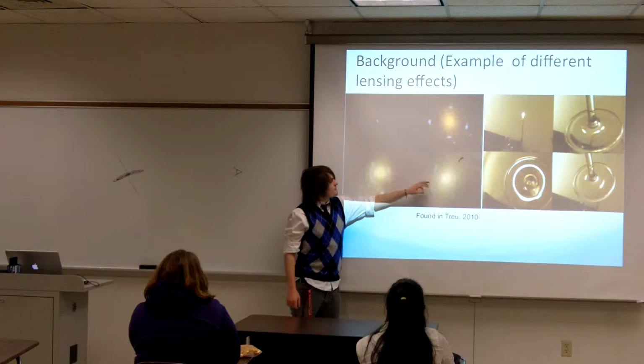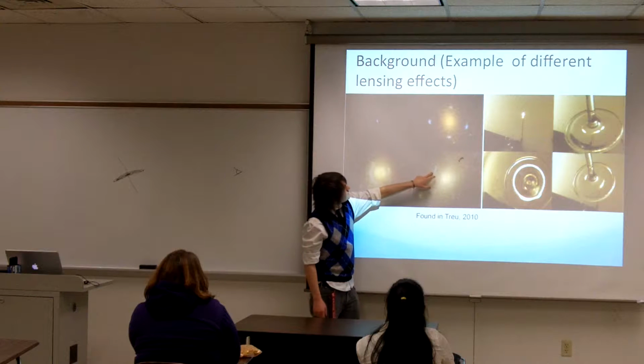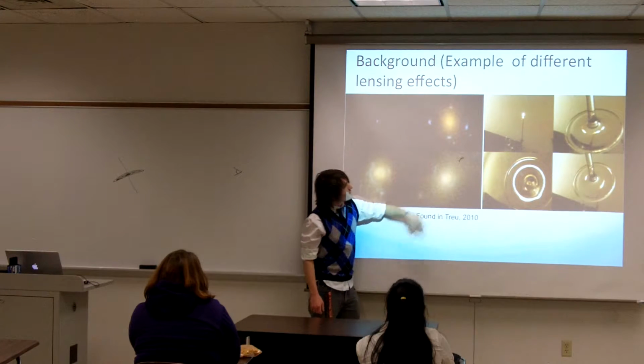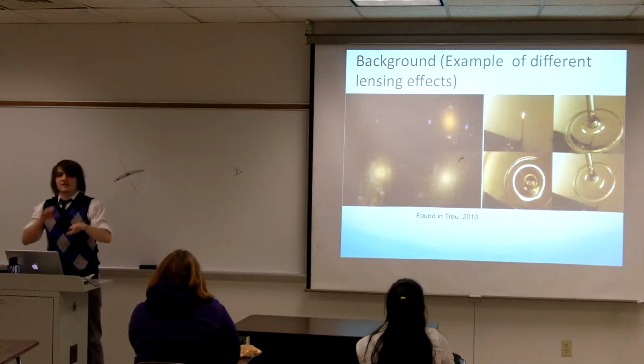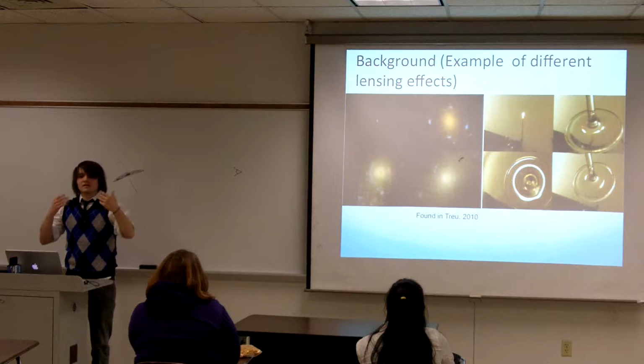This is hard to see in the galaxy, but there's one right here, and you can kind of see one over there. So these are the kinds of effects that gravitational lensing can have based on the alignment of the source, the lens, and then you.